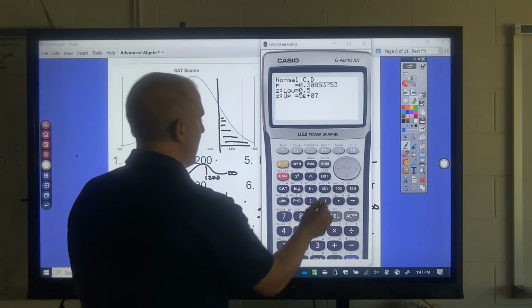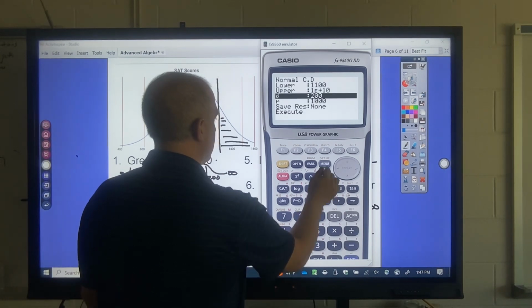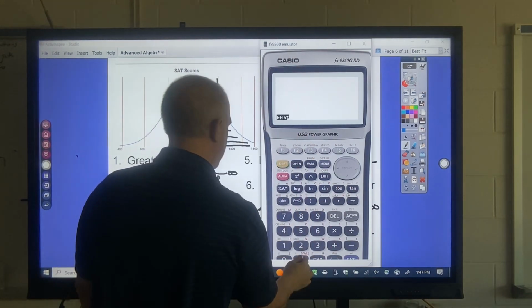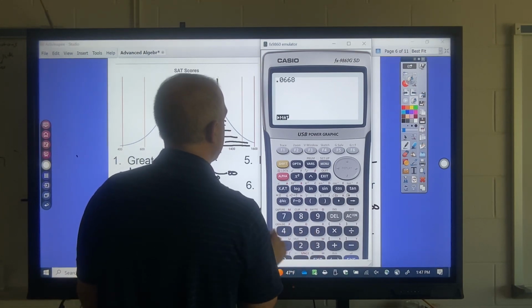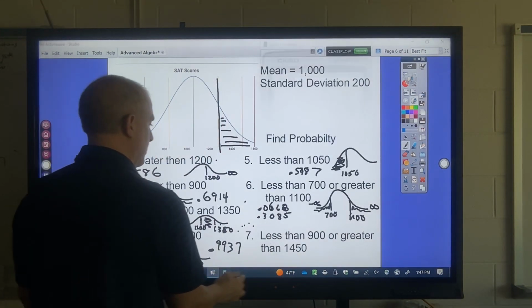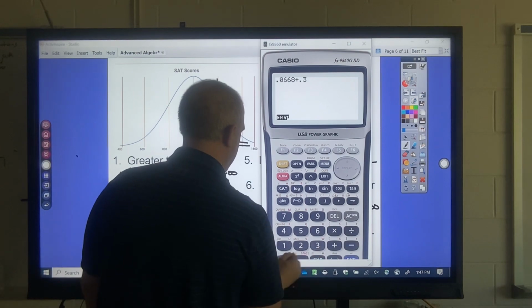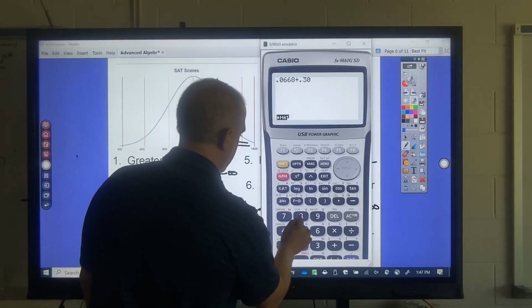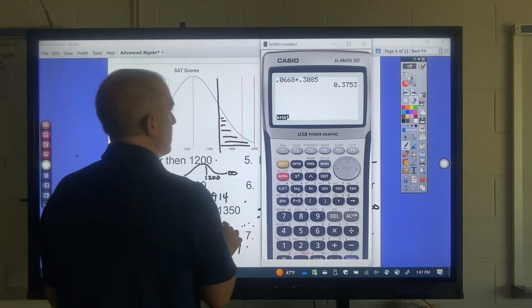Okay, so if I add those two numbers up, I go back into this screen and go 0.0668 plus 0.3085. I get 0.3753.